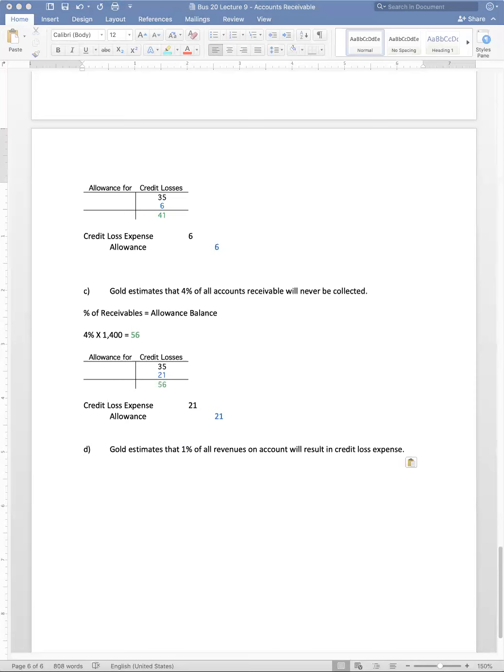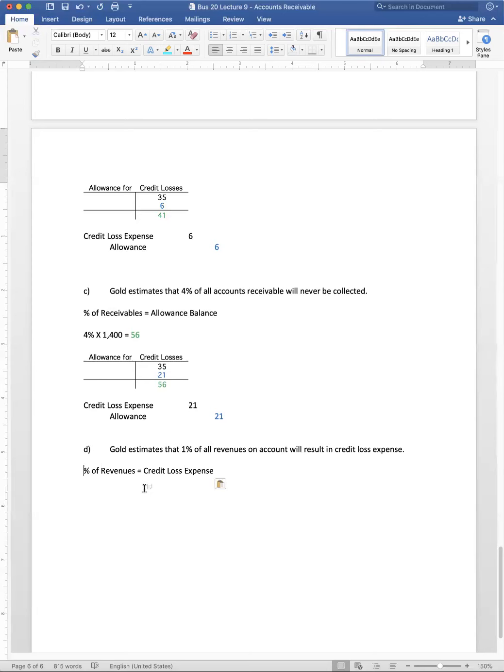Okay, step two, figure out the formula. Well, it's percentage of revenues. So what are we going to calculate here? Well, revenues are on the income statement, so we're going to calculate something else on the income statement. We're going to calculate the expense, revenues and expense, both on the income statement. So we're calculating the credit loss expense.